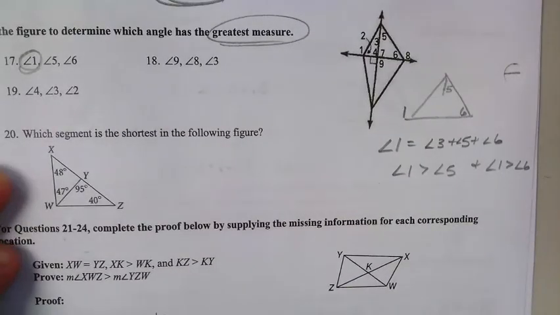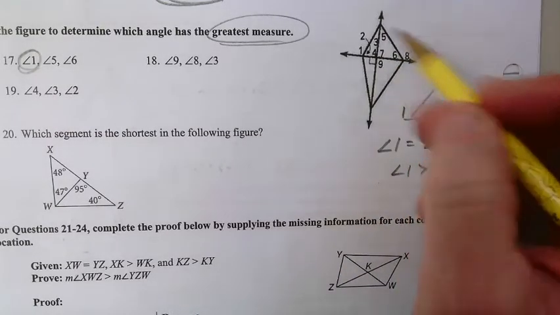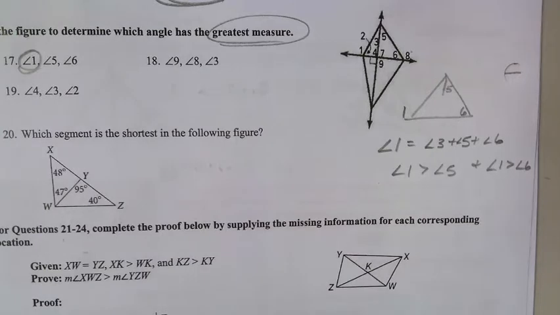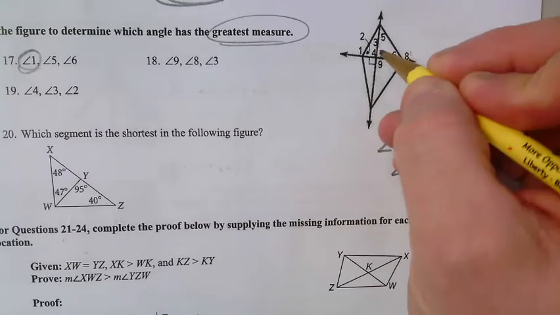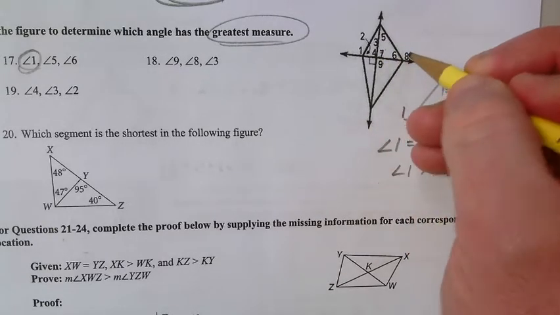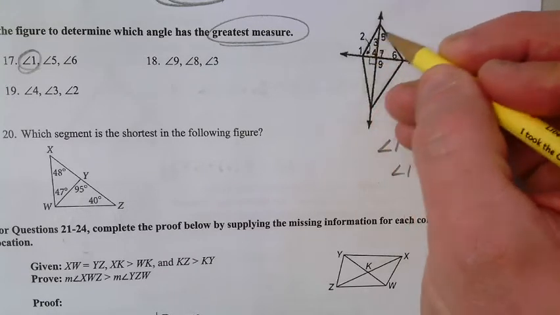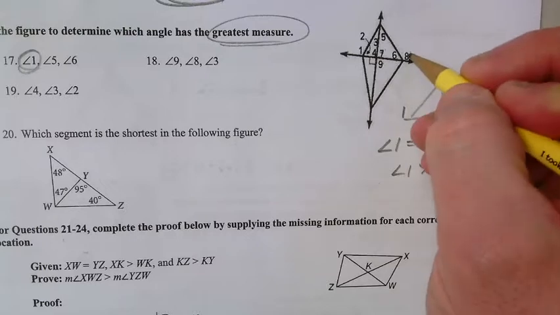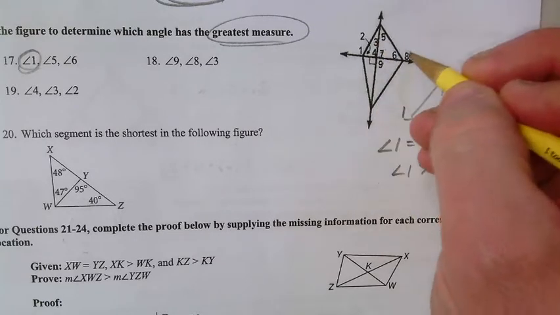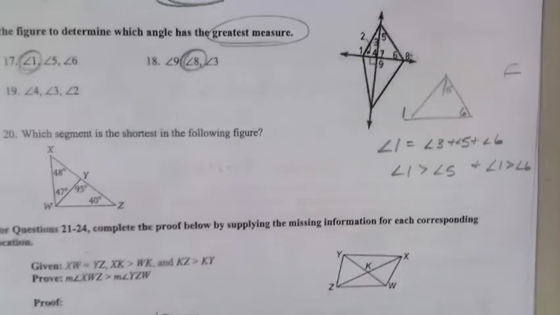All right. Number 18, if I look at 9, 8, and 3, we know that 9 is 90 degrees. And we also know that 8 is bigger than this angle, which these are the same, because it's an exterior angle. We also know that 8 is bigger than 2, 3, and 5 individually because this is an exterior angle. This is a remote interior angle. So I'm going to go with angle 8 there. And you can tell it's obtuse.